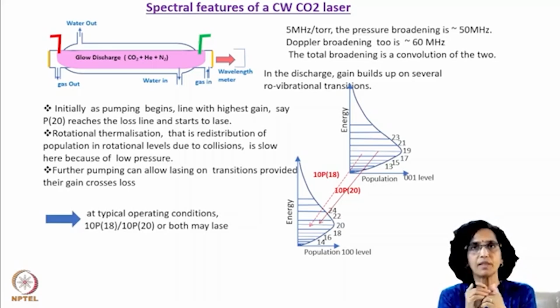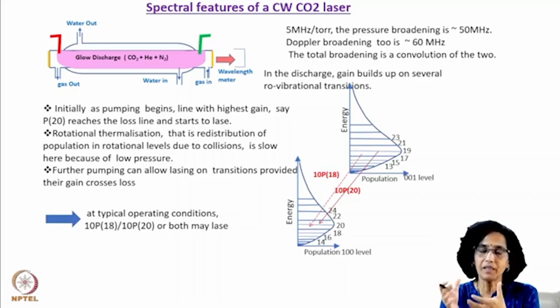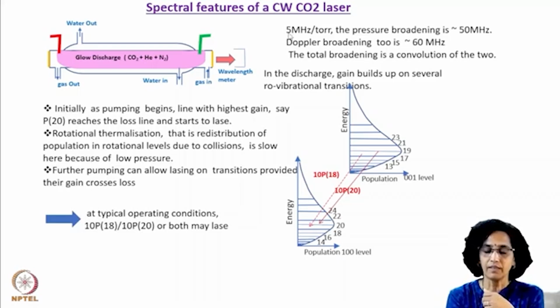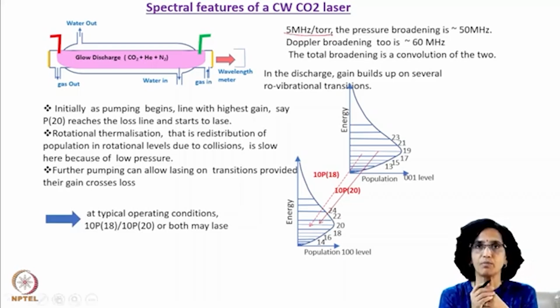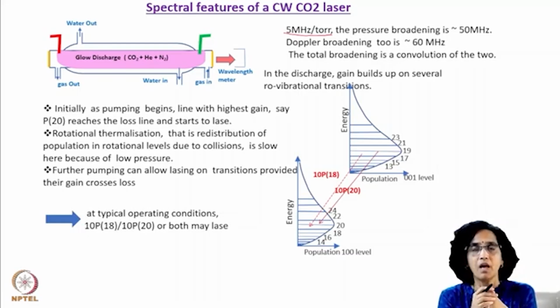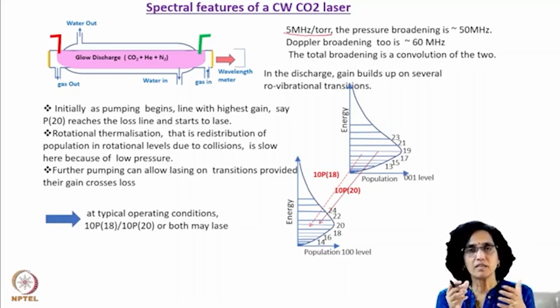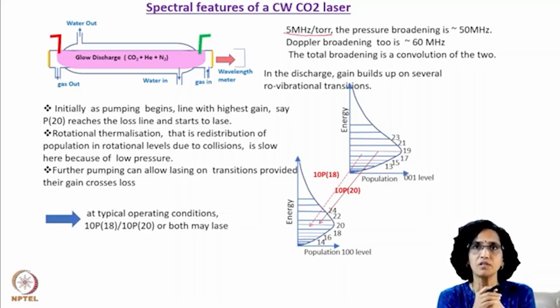CO2 laser, which operates at low pressure. We saw that the operating pressure is about 10 torr, and for the typical gas mixture of CO2, we take 5 megahertz per torr as the pressure broadening. Doppler broadening and pressure broadening in the case of a CW CO2 laser are comparable. Therefore, the total broadening is a convolution of the two features, the Lorentzian and the Doppler features, and could be around 100 megahertz for this 10 torr operation.